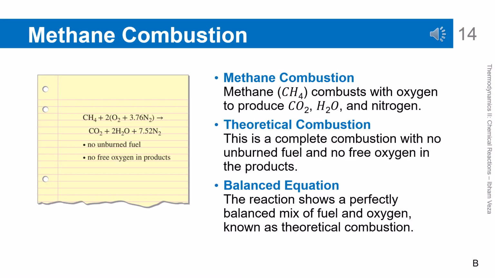Methane combustion. Theoretical balanced reaction. Methane is used as an example of a simple fuel with the formula CH4. In theoretical combustion, the amount of oxygen is exactly sufficient so that no fuel remains and no free oxygen appears in the products. The reaction is written in a stoichiometrically balanced form, including nitrogen from air. This condition is called theoretical or stoichiometric combustion. It becomes the reference point for defining excess or deficient air.